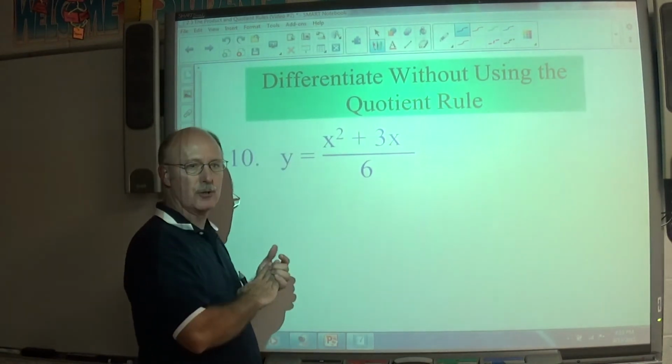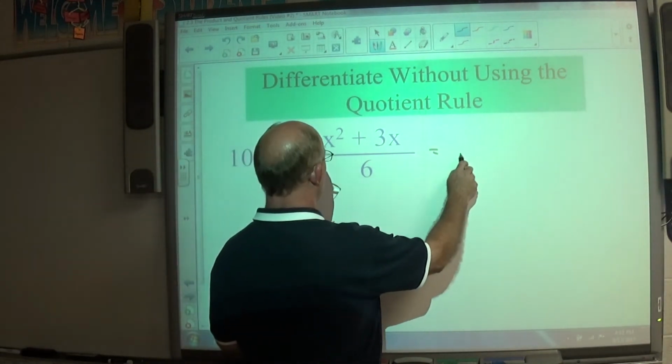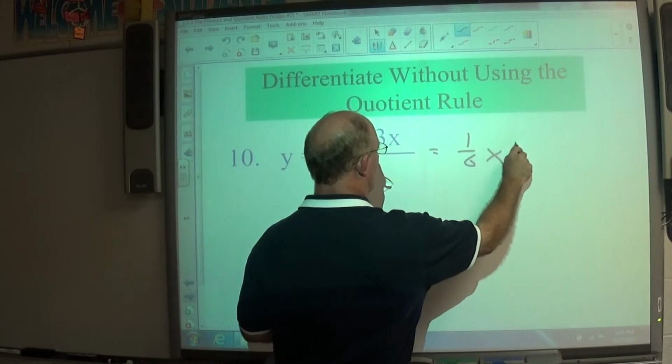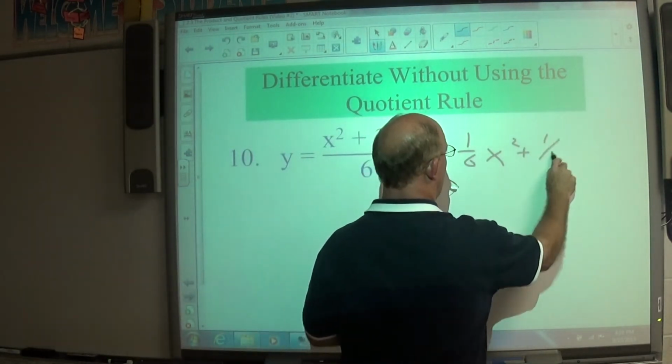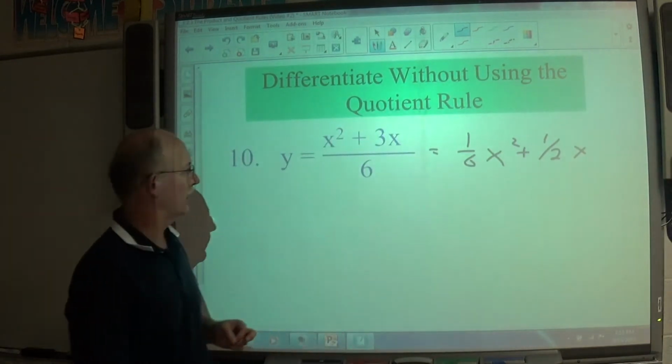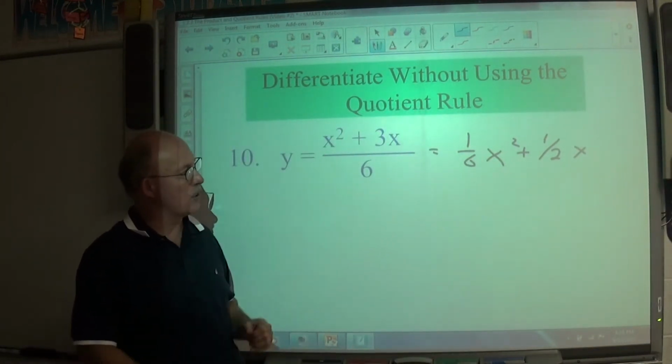To rewrite this so that we don't have to use the quotient rule, let's divide 6 into each of these terms. This will be 1/6 x squared. Now 3x divided by 6 is plus 1/2 x. So divide both terms in your binomial by 6. Now we have a little polynomial here, right?